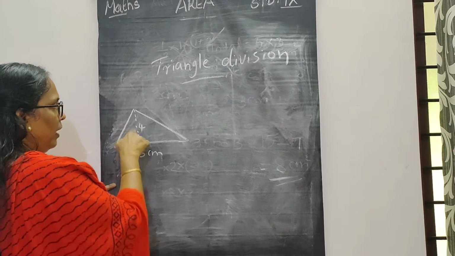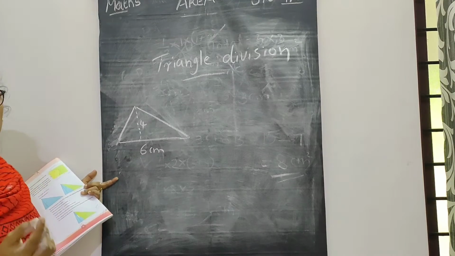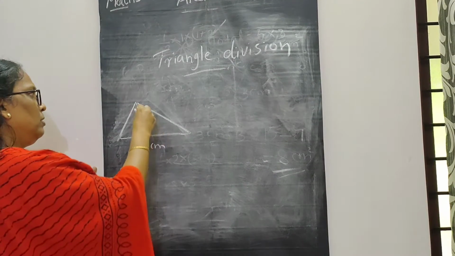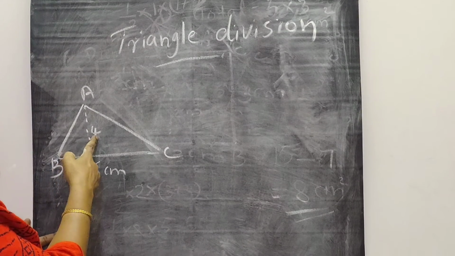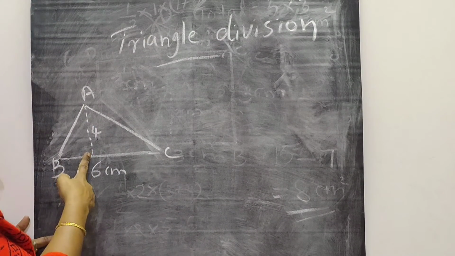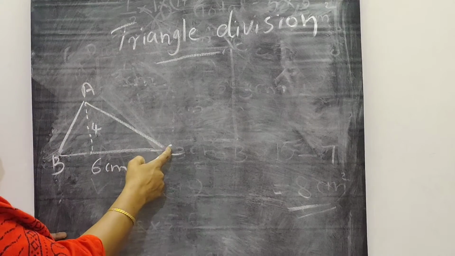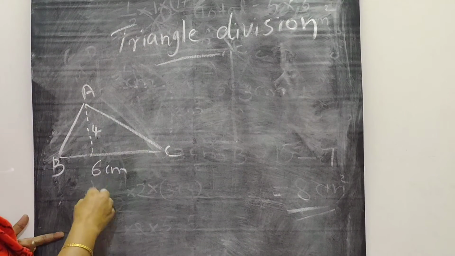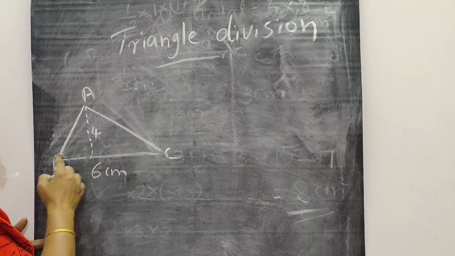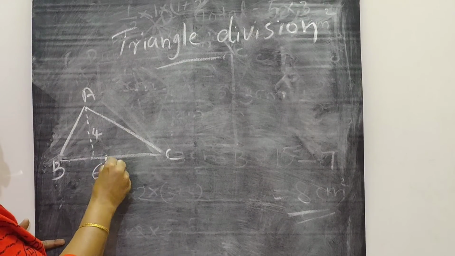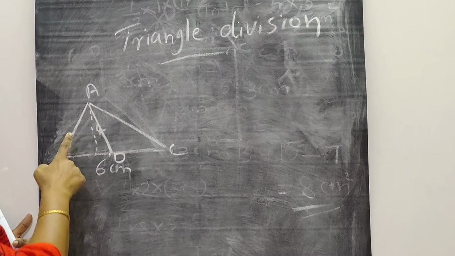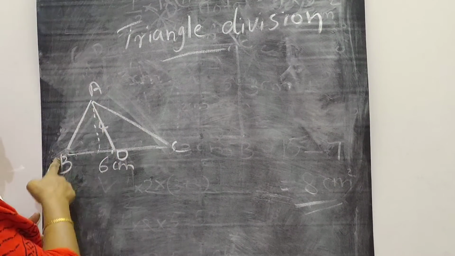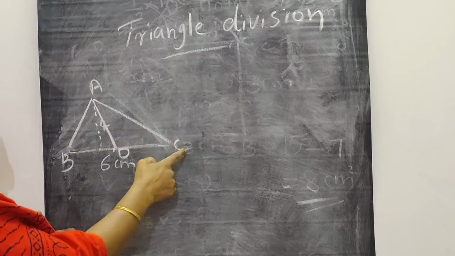Then we can divide this triangle into two triangles. Many ways we can draw. Let us take the height as 4 cm, and we divide this triangle into two triangles like this. That is, take the midpoint of the line BC, mark it as D, and join here. Now we get two triangles, ABD and ACD.